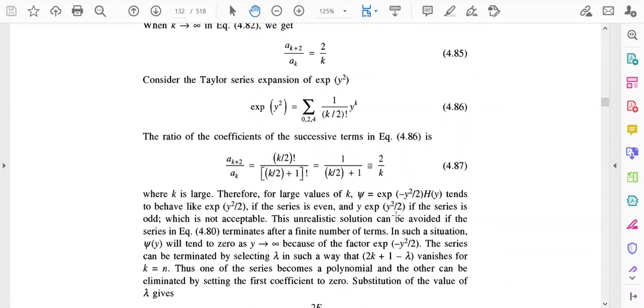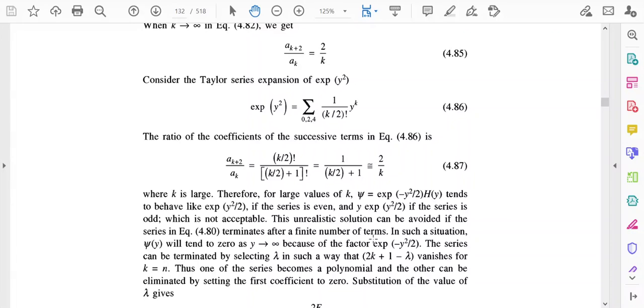But whatever be the fact, the problem is that in the expression of the wave function, this expression, e to the power y square by 2, is there in both even and odd series. And there is the problem, actually these solutions cannot be accepted. Why? Because if you make y tends to infinity, then psi will be infinity, that is not acceptable. So this unrealistic solution can be avoided if the series in equation 4.80 terminates after a finite number of terms.